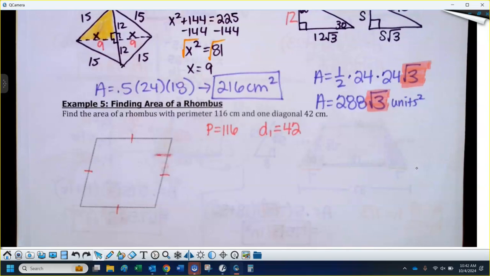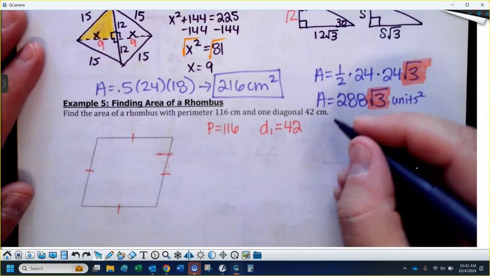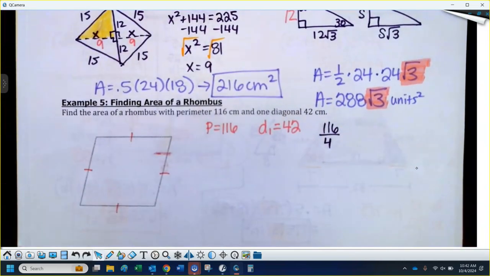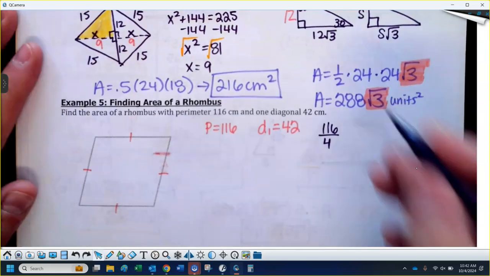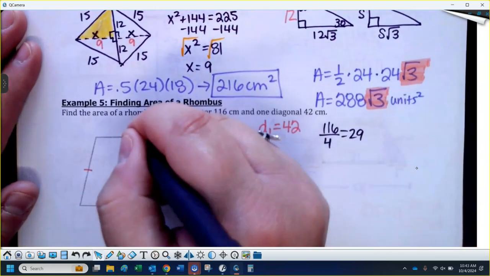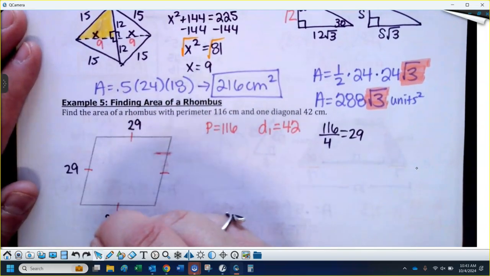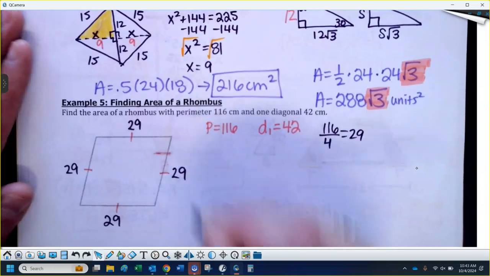Like if my perimeter is 116, what can I get from that? Exactly. Just 116, just divide that by 4. I don't know what that is off the top of my head, so let me see. 116 divided by 4, I got 29. So we have to split that perimeter evenly between each of the sides because we got a rhombus here. So these are all 29.